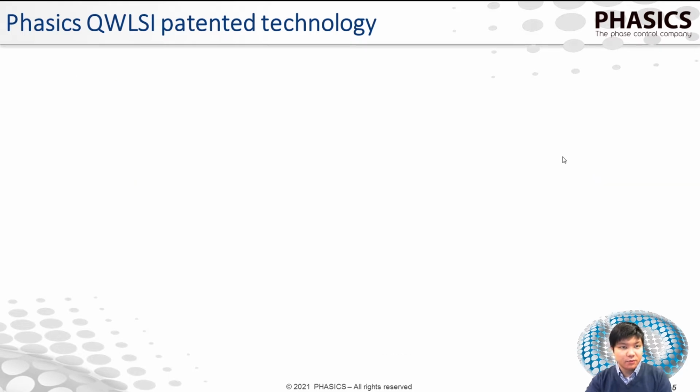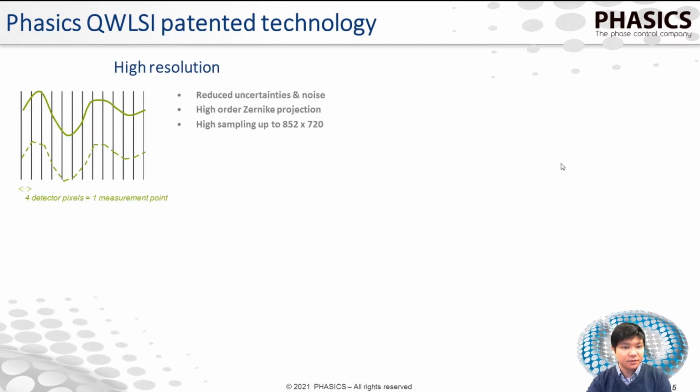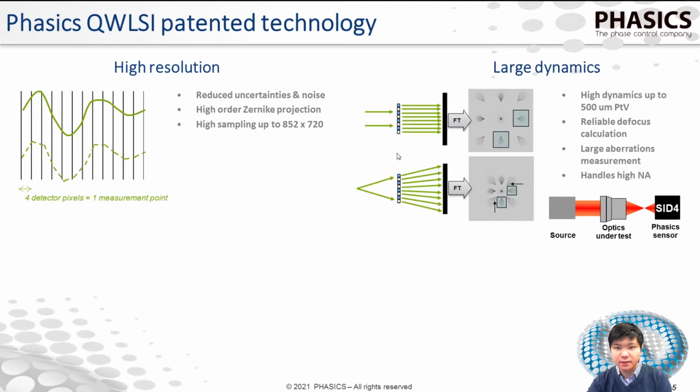So why do we use this technology? There are several advantages to it. The first one is the high resolution. We only need a couple, like 3 or 4 detector pixels, to obtain one measurement point. This is to be compared to a Shack-Hartmann sensor that typically needs between 8 and 16. The second one is the large dynamic range of the system. We can measure roughly up to, or even more with some systems, 500 microns peak to valley of aberrations.